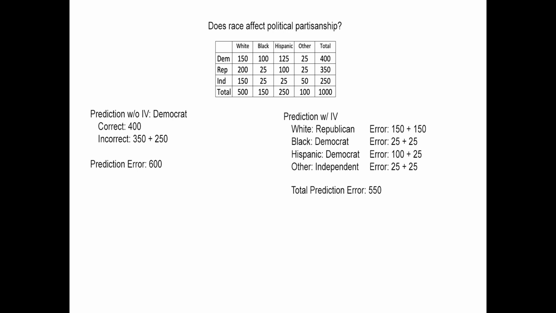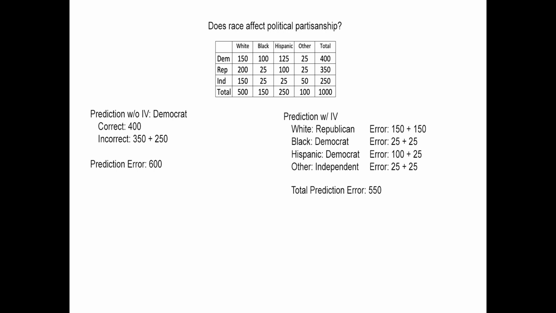Looking at the white category, we would predict Republican. We would be correct 200 times, which is the modal category for whites, but we make 300 errors, 150 mistakes for the Democrats and 150 mistakes for Independents. For the black category, we would predict Democrat because we would be right 100 times. However, we'd be wrong 50 times for the 25 Republicans and 25 Independents in this category. For Hispanics, we'd also predict Democrat. Here we'd be correct 125 times, but we'd be incorrect 125 times, as there are 100 Hispanic Republicans and 25 Hispanic Independents.